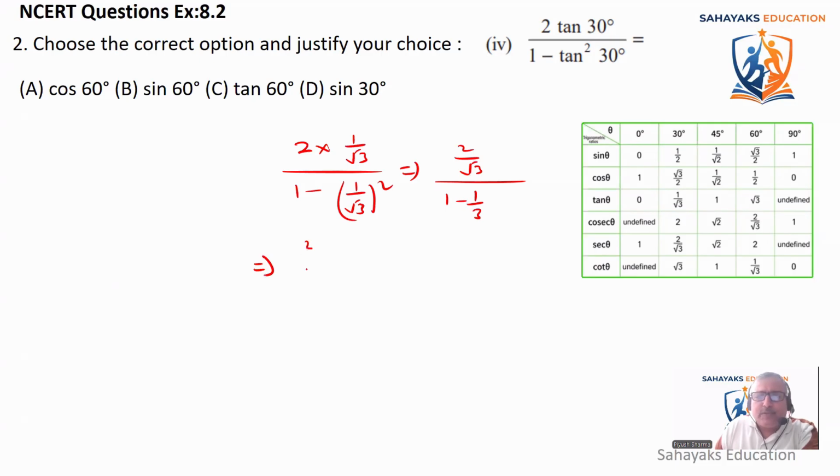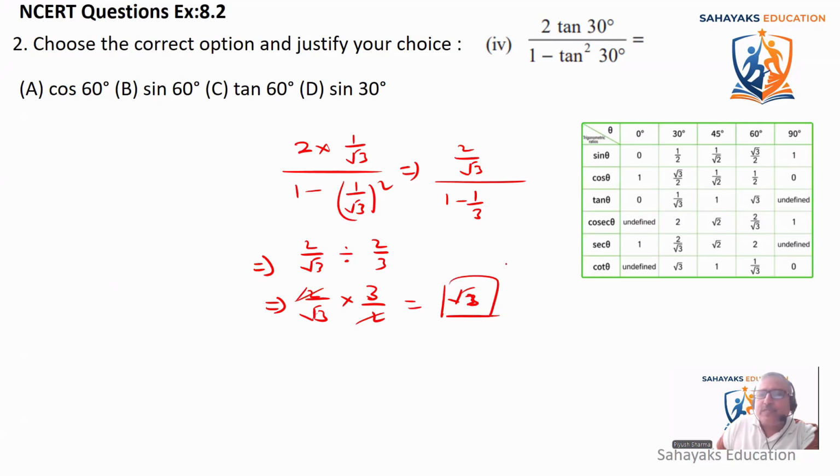So what does this imply? It becomes 2 by root 3 divided by, so it becomes 3 minus 1 is 2 by 3, or it implies it becomes 2 by root 3 multiplied by 3 by 2. So the 2 will cancel out with 2. So the value becomes root 3. The value comes out to be root 3. So this value is equal to root 3. Now, if this value is equal to root 3, let's see.